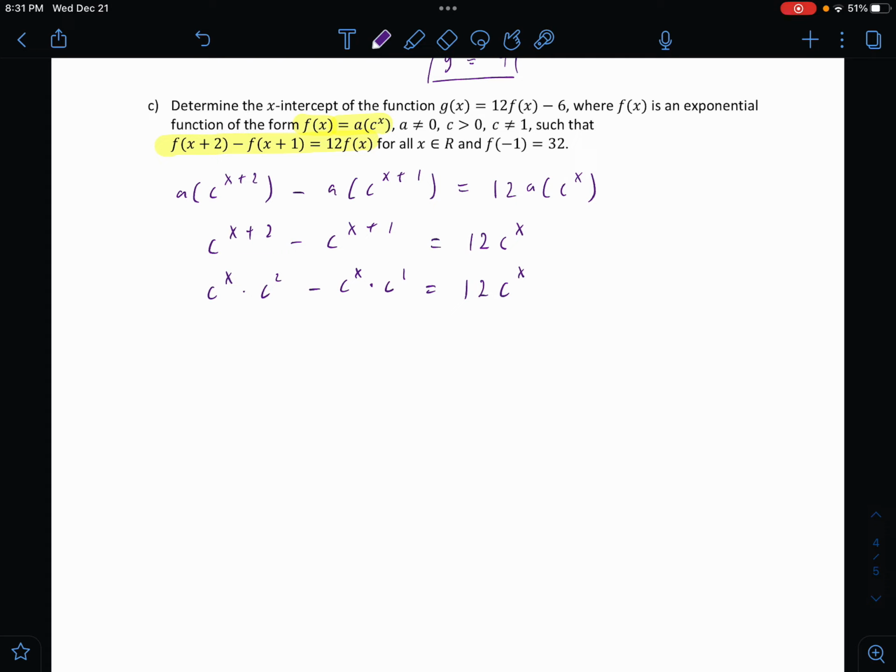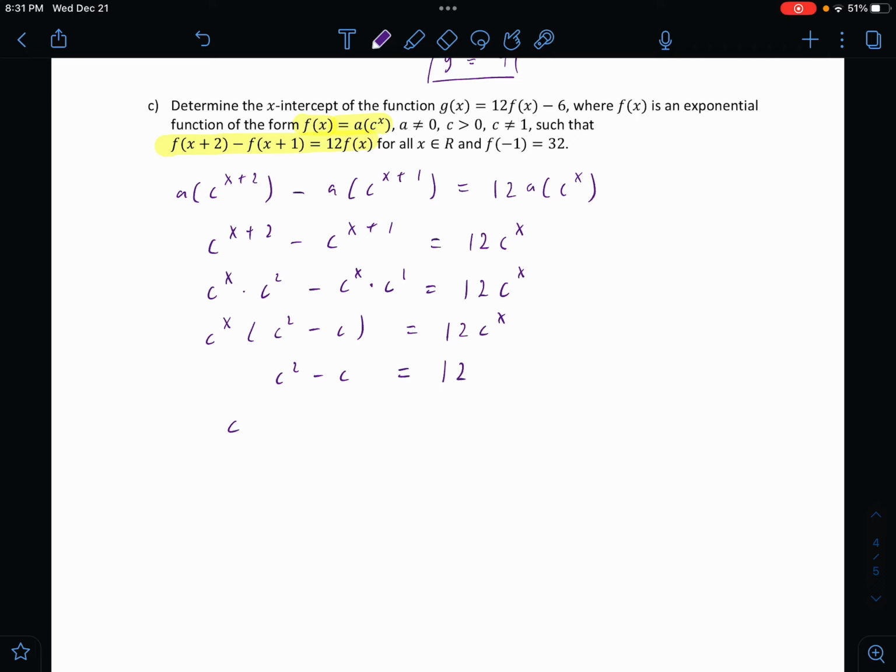And what we can do is factor out a c to the x, and we get c squared minus c is equal to 12 times c to the x. And we can actually divide by c to the x, and we'll get that c squared minus c is equal to 12.